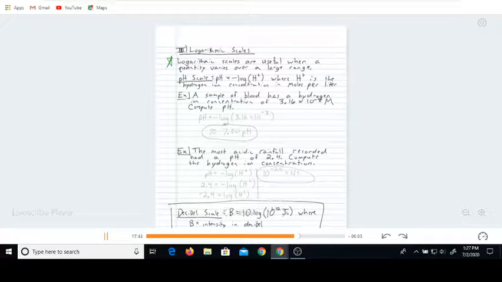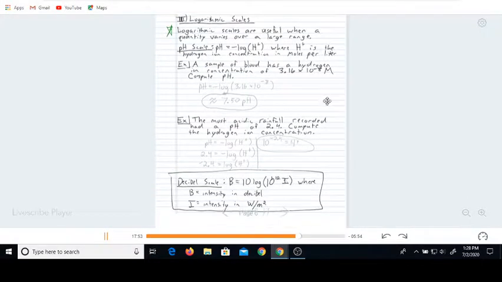We'll look at probably one of the more famous ones, the pH scale. What most people know is that pH measures acidity, but they don't know it has a logarithm baked into it. The pH scale states that the pH of some solution equals negative log of H+, where H+ is the hydrogen ion concentration in moles per liter.